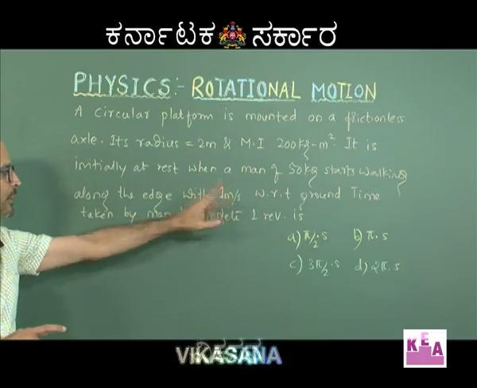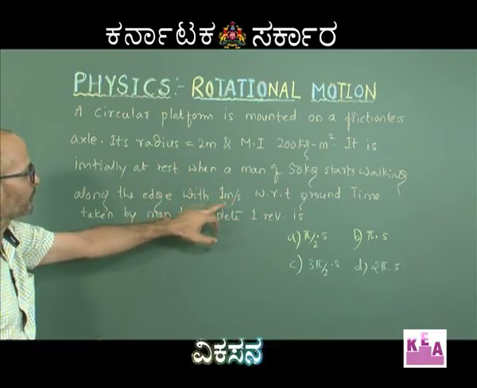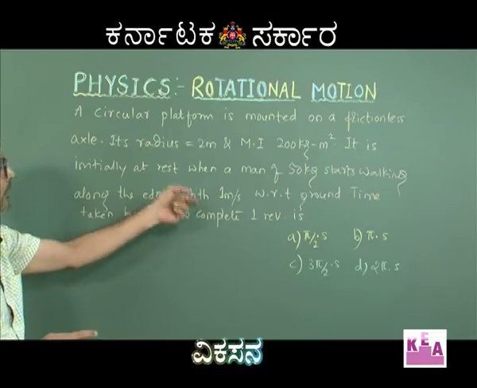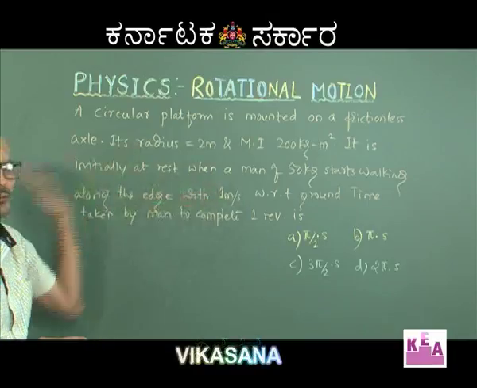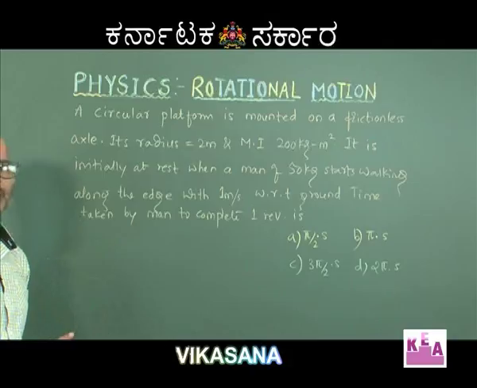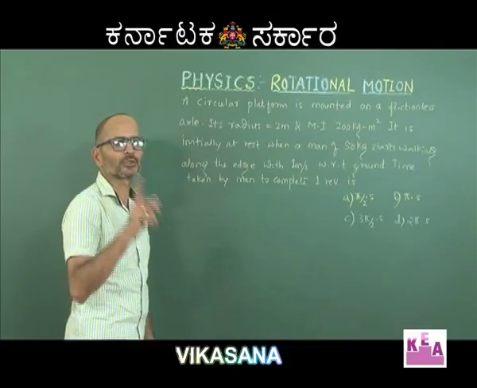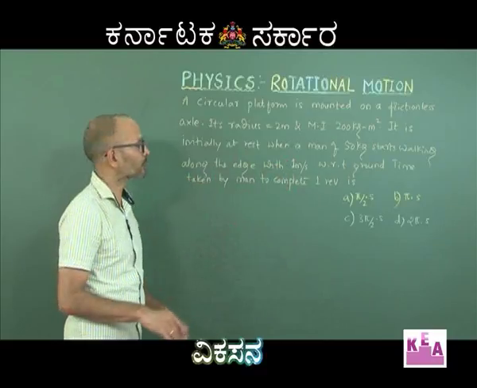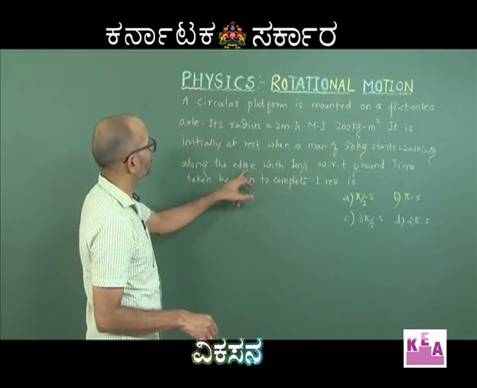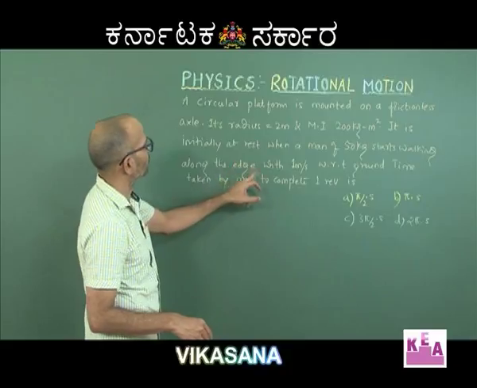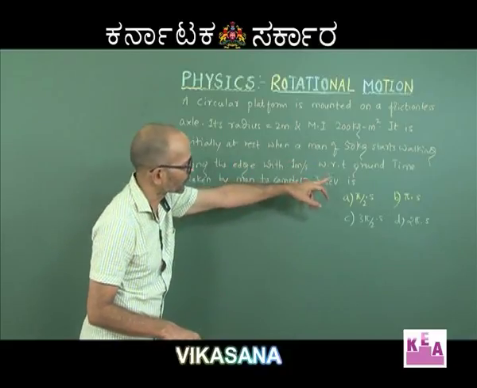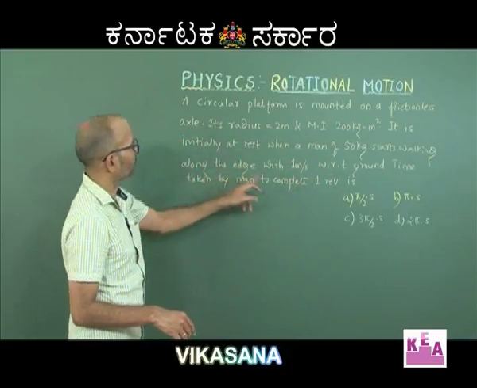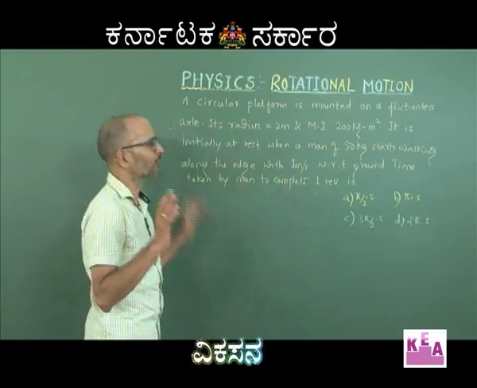So, this is very, very important, because had this speed been given with respect to the disc, then we would have converted it into with respect to ground, because I told you while conserving the angular momentum, we need the angular velocities which are absolute, which means with respect to ground, not with respect to disc. But fortunately, he has given that he starts walking along the edge with 1 meter per second with respect to ground. Fine. Time taken by the man to complete one revolution is to be found.